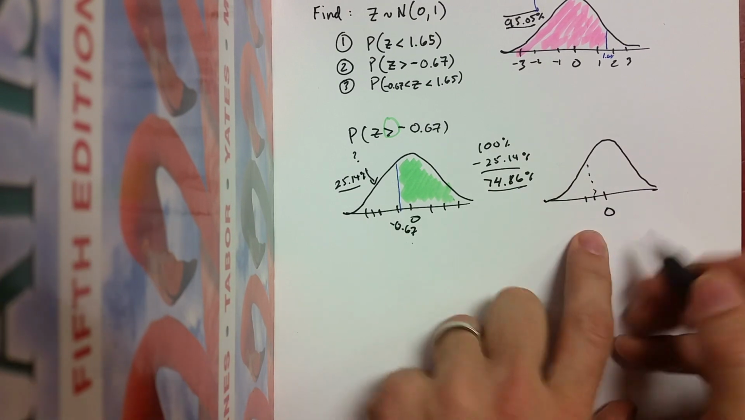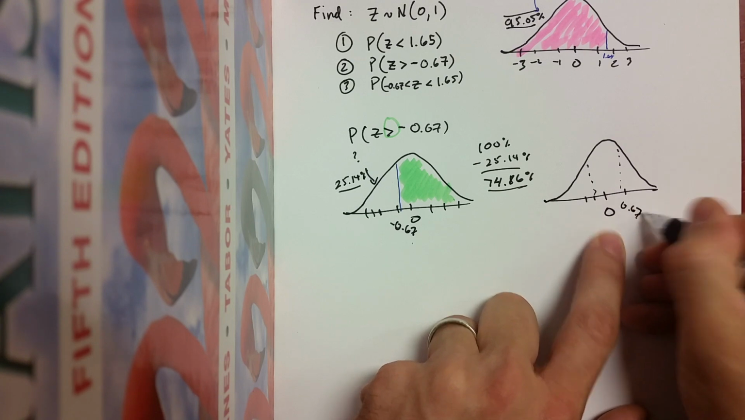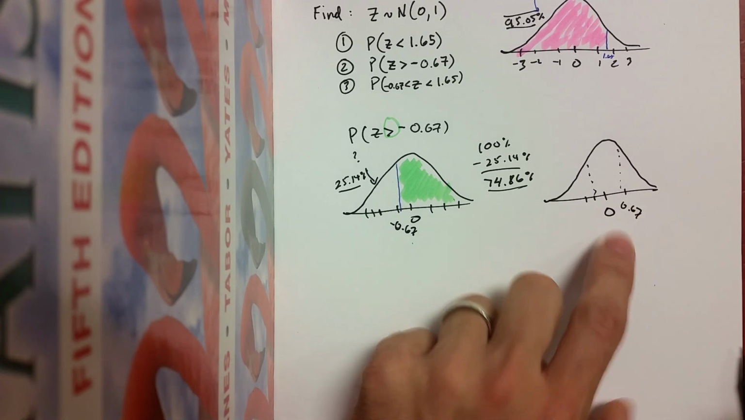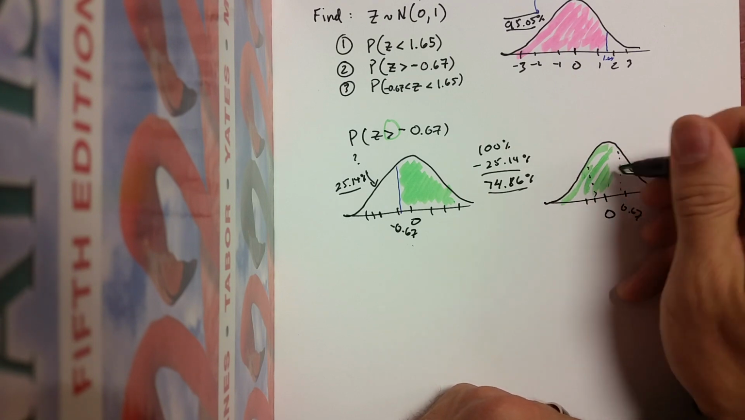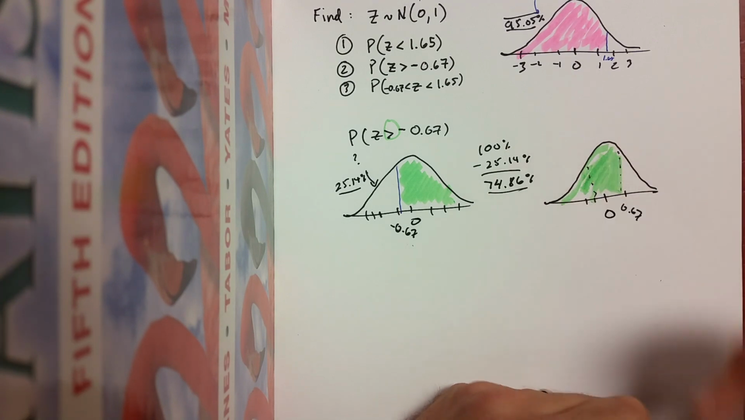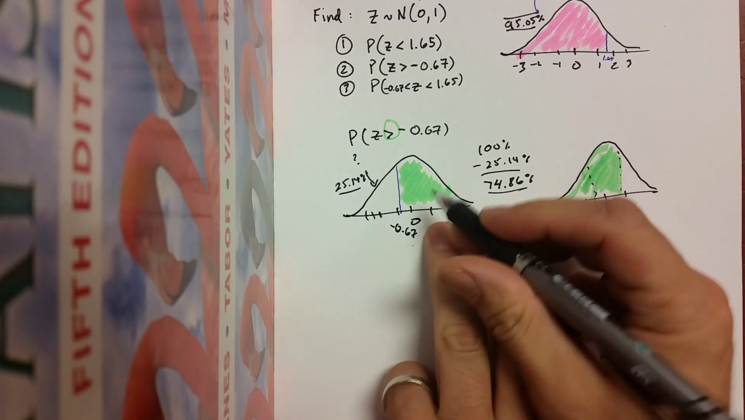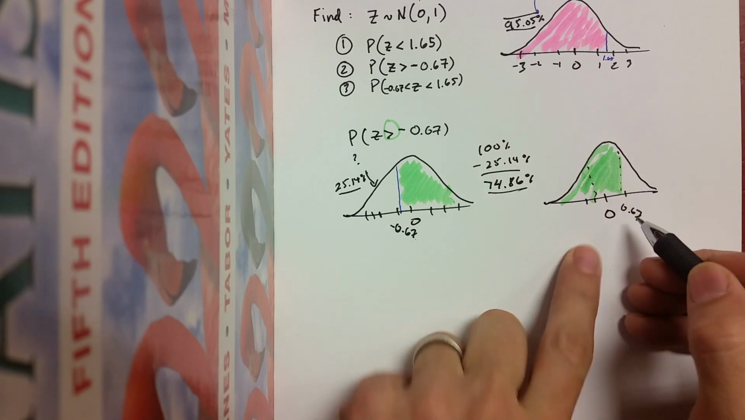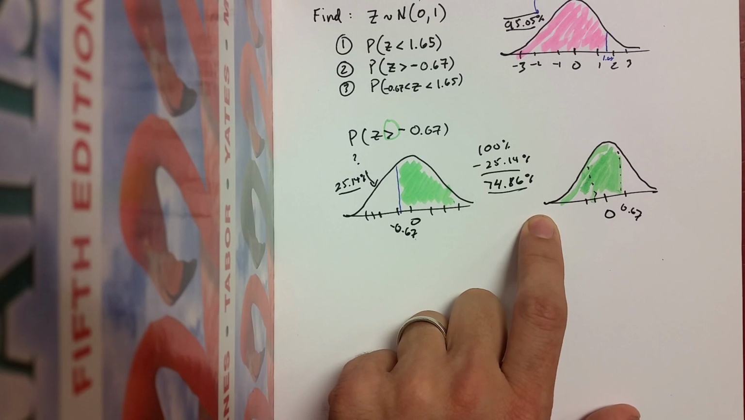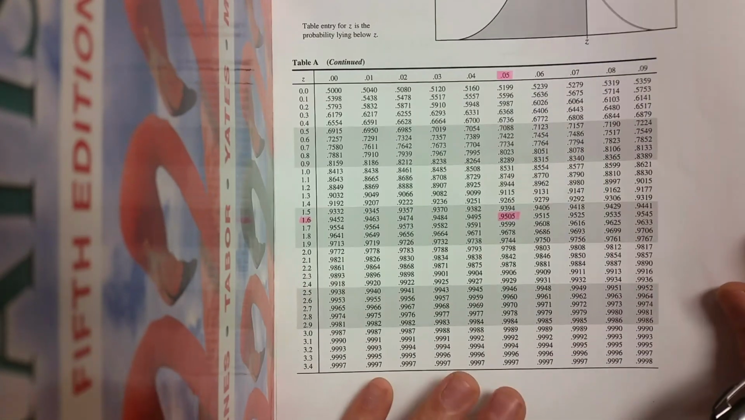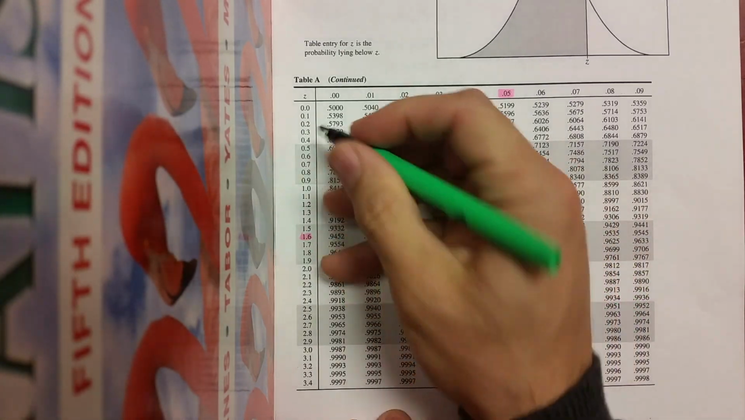And what if I was to go up here to positive 0.67 and think, what's to the left of positive 0.67? My drawing kind of sucks, but wouldn't that just be the same as everything to the right of negative 0.67? Heck yeah, it would be identical. So if I don't feel like doing arithmetic, I can just go to my standard normal table and find positive 0.67. Let's check to see if it works.